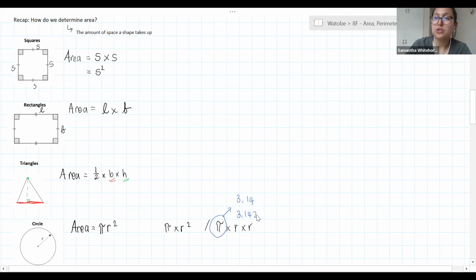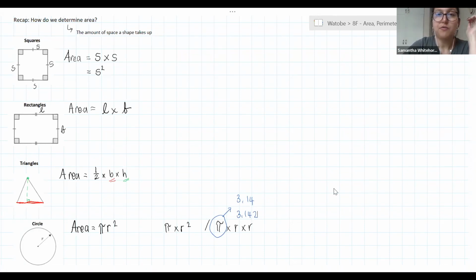If you've been told to use pi as one of those two values, it is obviously absolutely fine that you do that. Otherwise, you're using the pi button on your calculator, which is just above the times 10 to the power x, or it might be somewhere else. It depends on the calculator that you have. So if you've been told to use pi as 3,14 or 3,142, that's what you do. Otherwise, you just use the pi button on your calculator.